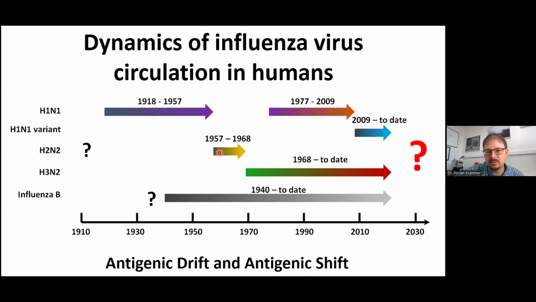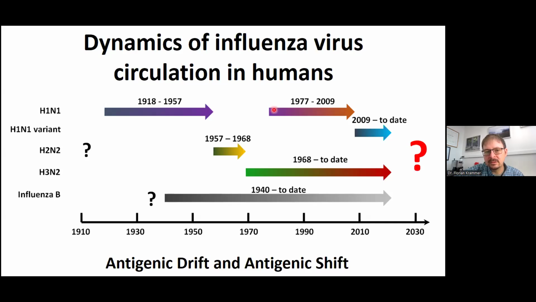And then H2N2 was drifting and circulating until 1968, when we had another pandemic, another antigenic shift. In this case, it was an H3N2 virus. This again eliminated H2N2, and H3N2 is still circulating in humans. It's actually very diversified and causes a lot of issues.